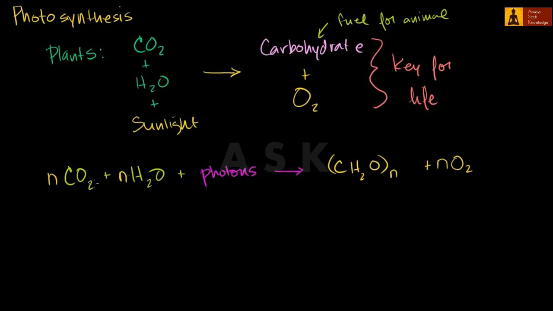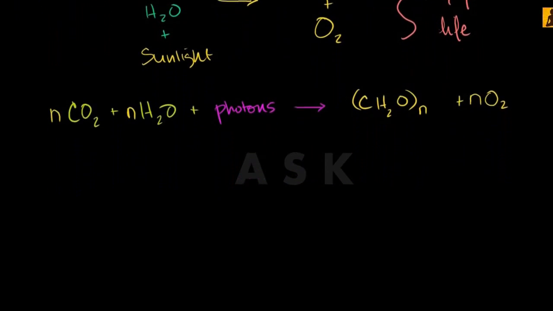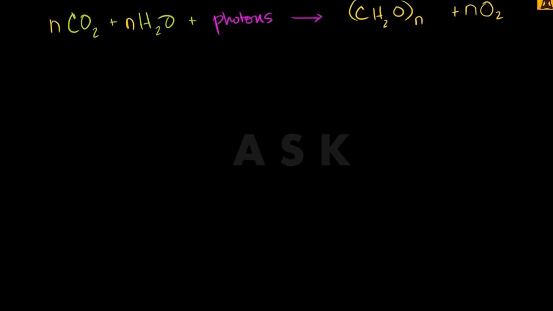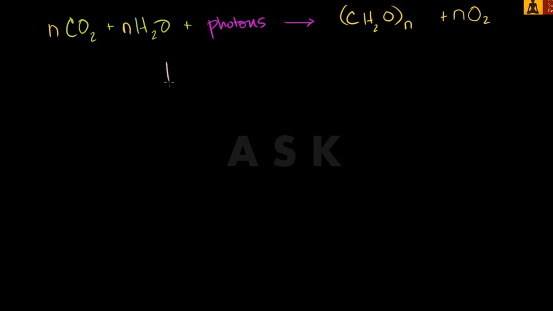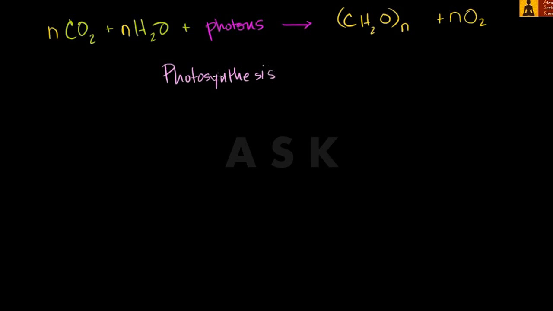So this is a 30,000-foot view of what's going on in photosynthesis. But when you dig a little deeper, you'll see that this doesn't happen directly. This happens through a bunch of steps that eventually gets us to the carbohydrate. So in general, we can break down photosynthesis. We'll delve deeper in future videos, but I want to get you the overview first.